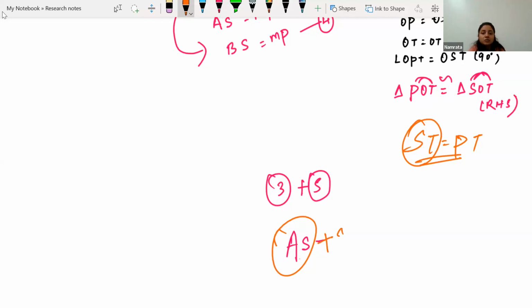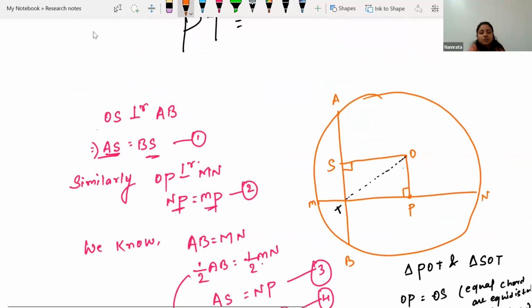So we are adding these two equations and we are getting AS plus ST equals NP plus PT. Now you only check, AS plus ST is what? Can you tell me? Can I say it is 80? This AS plus ST all together is 80. Can we say? Yes or no?